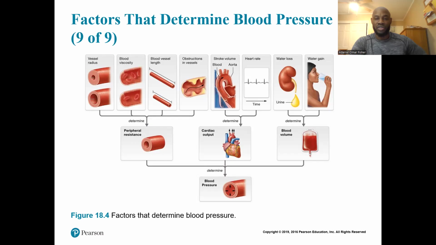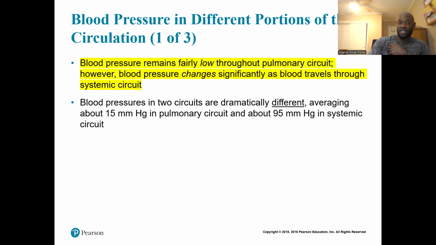Right? So this is your blood pressure sort of diagram here. You have radius, viscosity, blood vessel length, any obstructions, your stroke volume, heart rate, water loss, water gain, all determine blood pressure. So a lot of factors that can determine blood pressure. And like we said, blood pressure is different in different parts of the body.